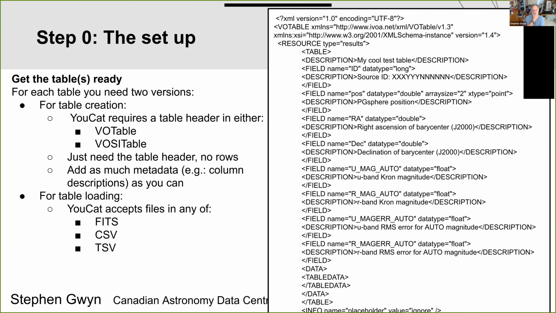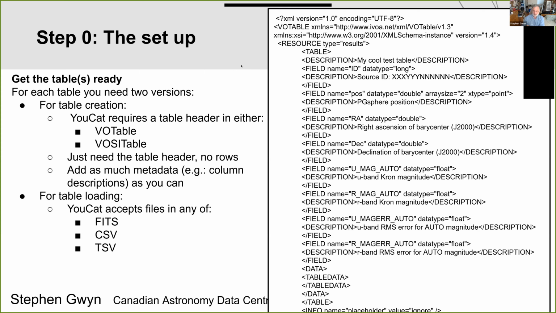And then for each table, you need two versions. You need a header table in a VOTable format. And this is just the header of the table, not the actual rows, and then as much metadata as you can include. So on the right there, you can see an example of a table. You have a description of the table, then the name of a column, the data type, and then the description of it.